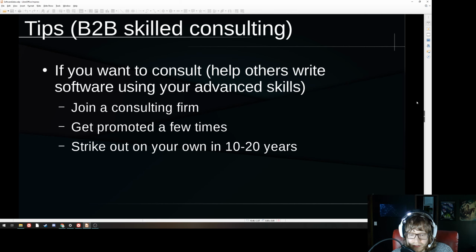If you want to become a skilled consultant, so you want to help other people write software, you want to be an expert in software, essentially a contract expert in software, then you're never going to do that starting from scratch. You pretty much need to join a consulting firm, Deloitte, McKinsey, whatever, get promoted there a few times, and then strike out on your own in 10 or 20 years. That's your best bet for getting into a field like that.